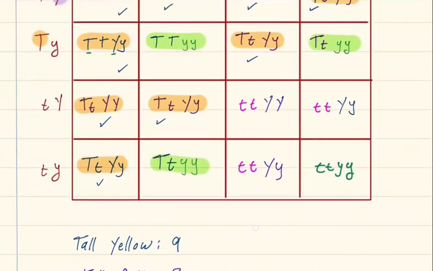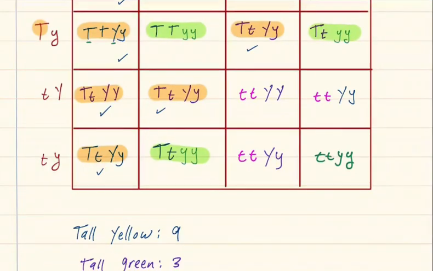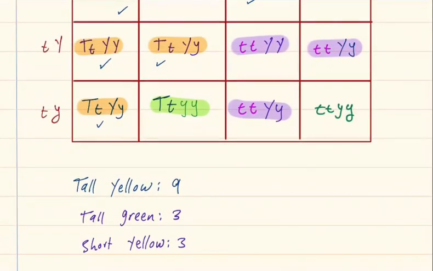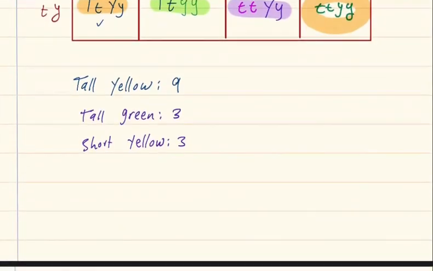So how many tall and green? 3. Now let's count how many short and yellow. This is short and yellow, short and yellow, short and yellow. So how many short and yellow? Short and yellow is going to be 3. Now the last one here we have, which is what? It is short and green. This is short and green, and it's going to be 1.